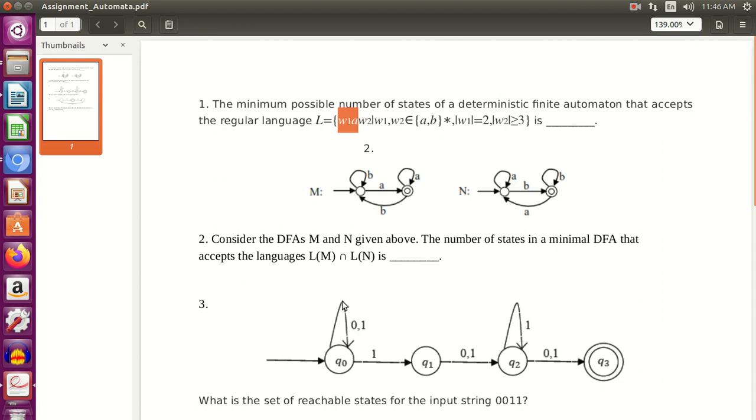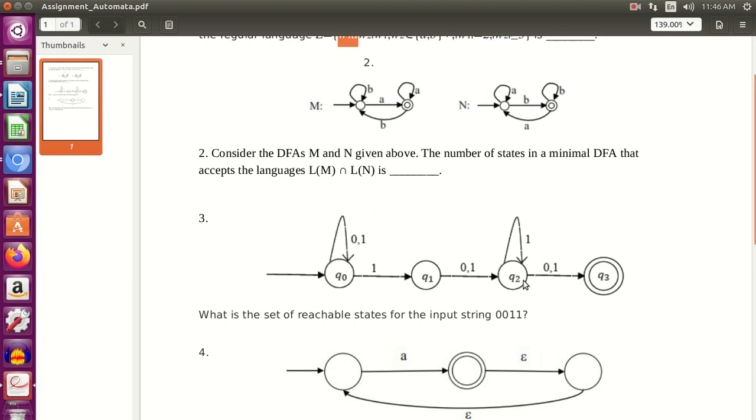Okay, so moving to the next question, question number 3. This is again very easy. This is the given NFA, right? This is a given NFA, and you have been asked what is the set of reachable states for the input string 0011. So what is the set of reachable states for the input string 0011?